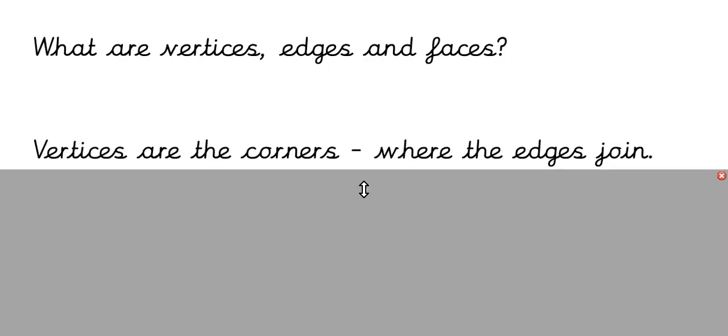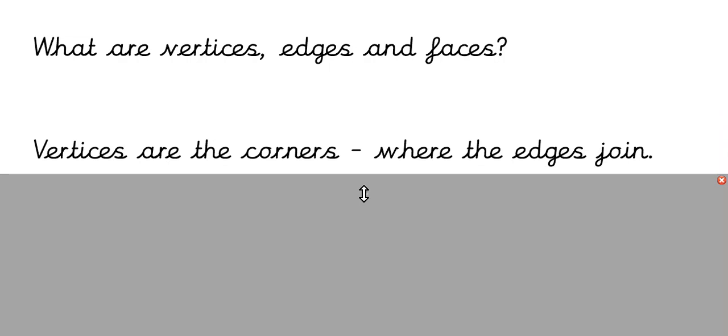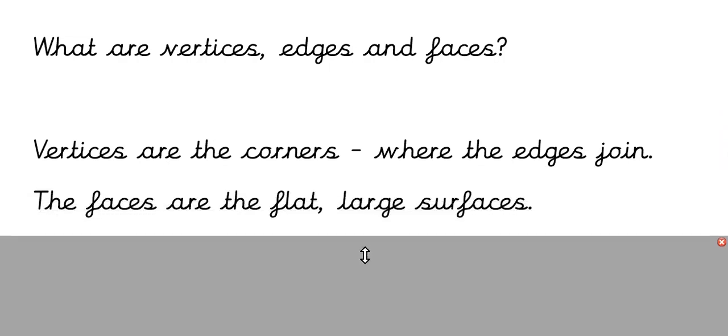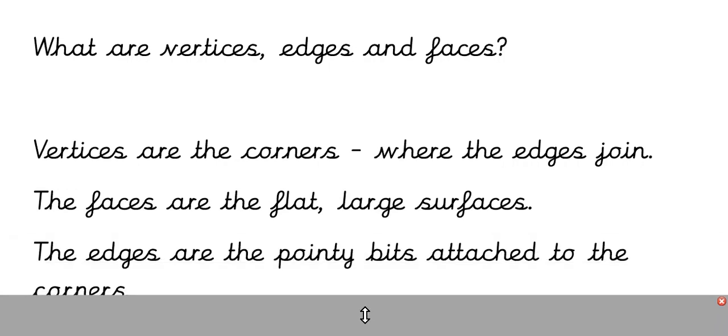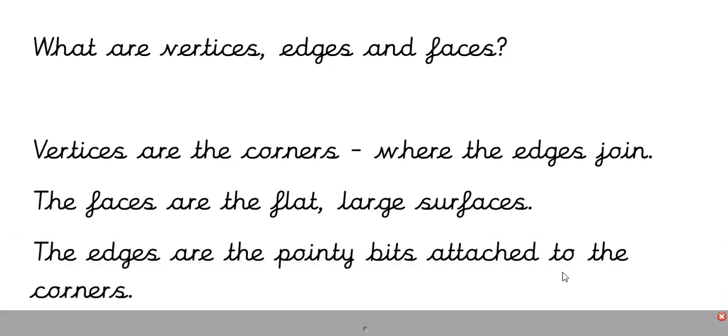So, vertices are the corners. So these are where the shapes join together. The faces are the flat, large surfaces. And the edges are the pointed bits attached to the corners. Okay, so they're the bits that you can run your finger down and it's quite sharp. Okay?